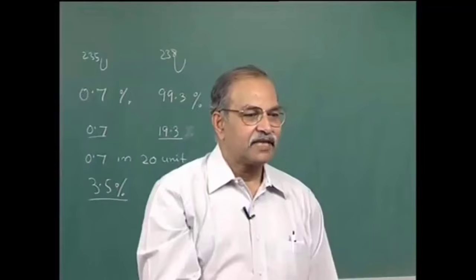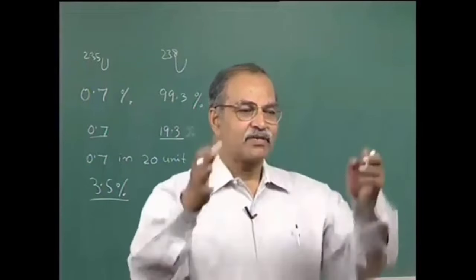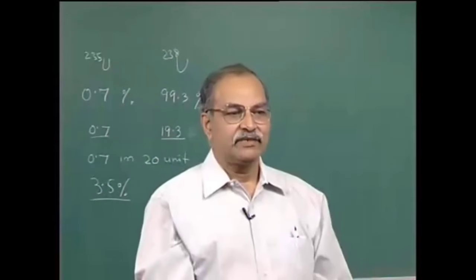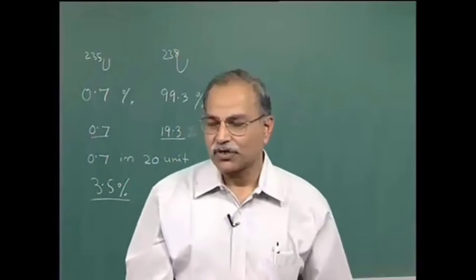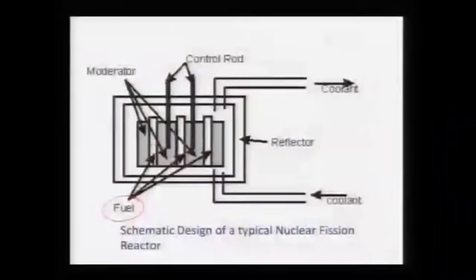Those pellets are stacked one over the other in some thin zirconium alloy tube to make one long unit, and such tubes are then clustered together, several tubes, and that makes one unit which we call fuel rod. So, it has this enriched uranium or natural uranium if you want to work with that, and that is shown here. Look at your diagram once again.